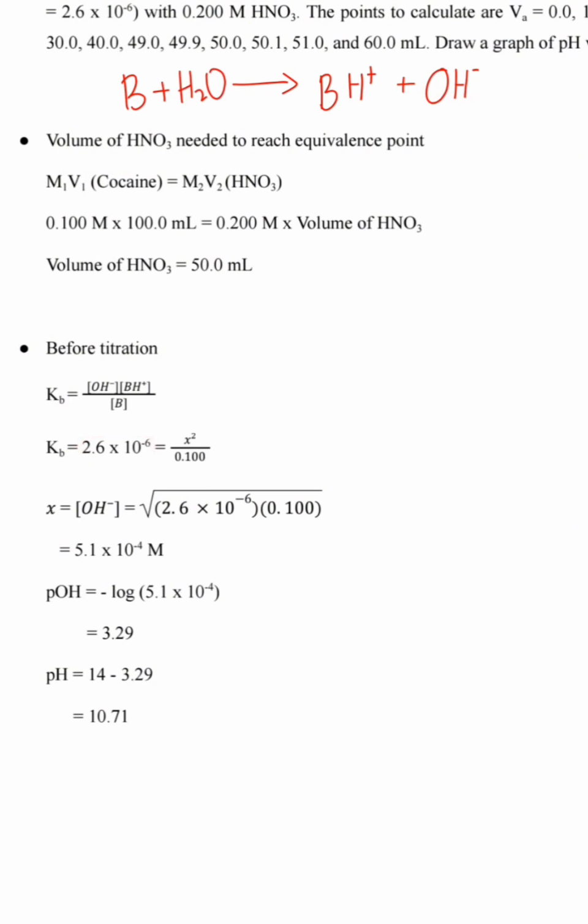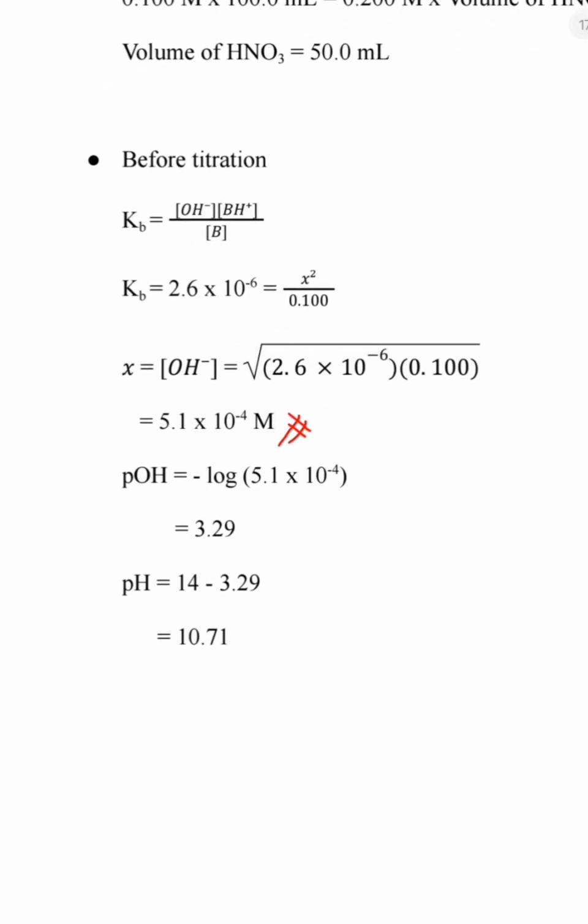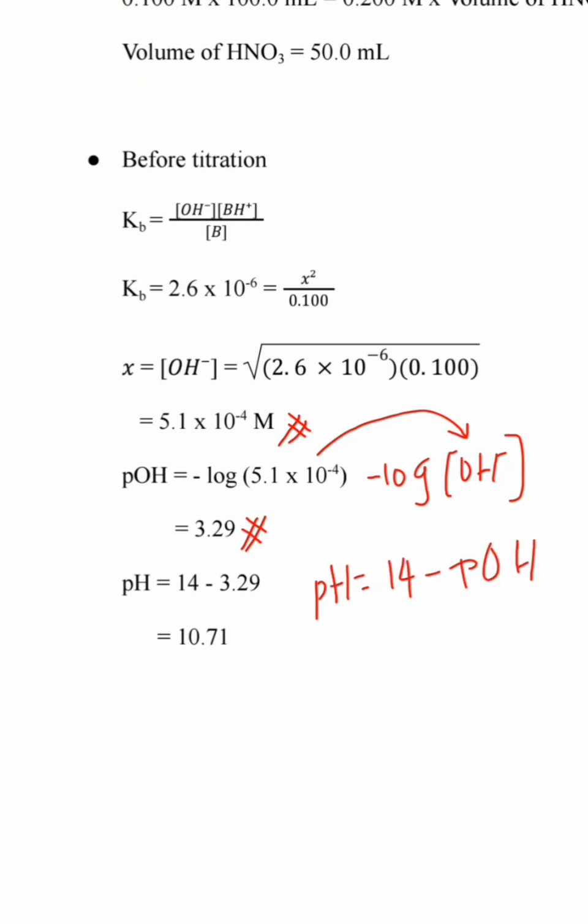Next, we'll be using the Kb expression. The formula for base dissociation is Kb equals the concentration of hydroxide ion squared divided by the concentration of the base. Now, we plug in the values. Multiply both sides by 0.100, take the square root, so the concentration of hydroxide ion is 5.1 times 10 to the power of -4 molar. This tells us how basic the solution is. Finally, we calculate the pOH using the formula pOH equals negative log of the concentration of OH minus. After we plug in the number, we find that pOH equals 3.29. Now that we have our value for pOH, we can finally calculate our pH value using the formula pH equals 14 minus pOH, and we get a pH of 10.71.